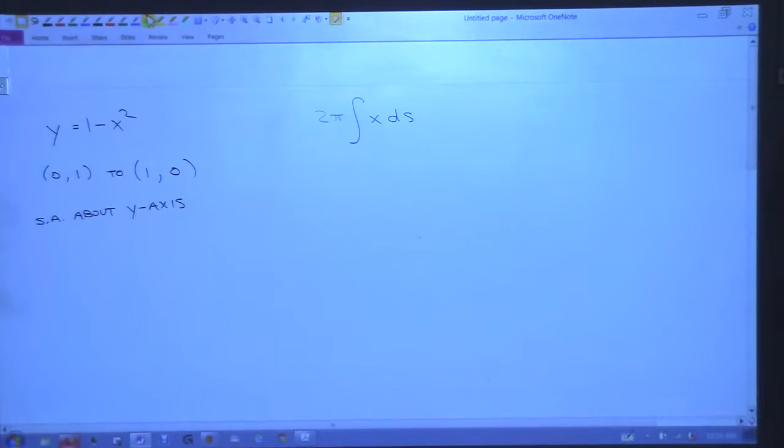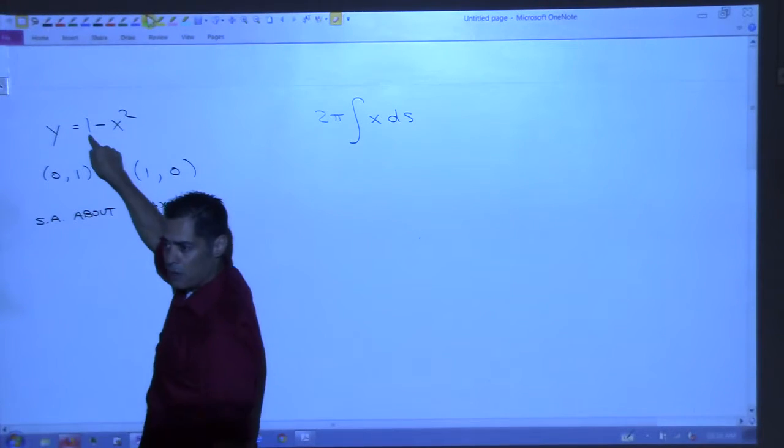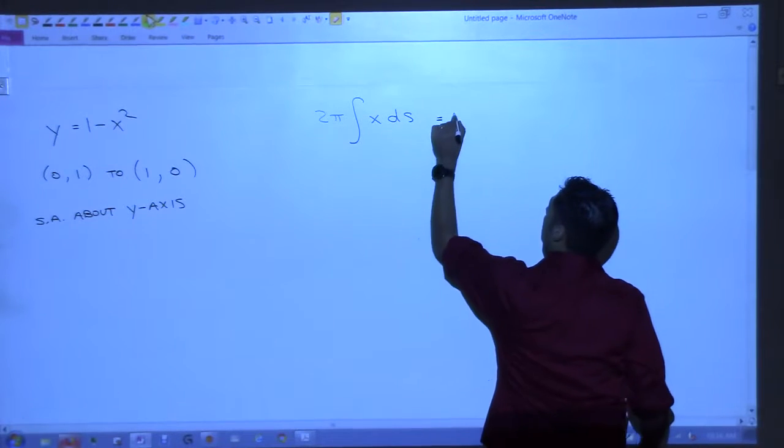Now what? So then you have a decision to make, right? ds, do you want it to have the dx out there or the dy out there? dx, because this is solved for y, right? This is a function of x. So we want to be using the formula that's going to look like this.